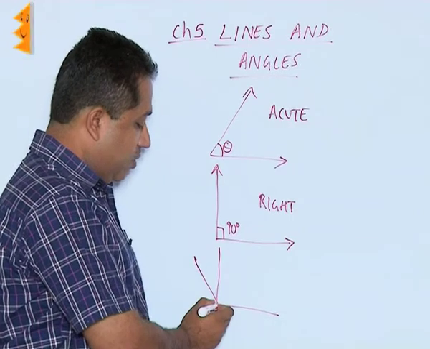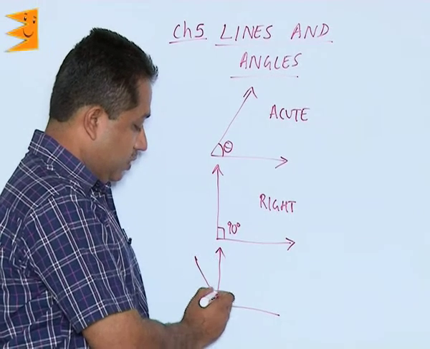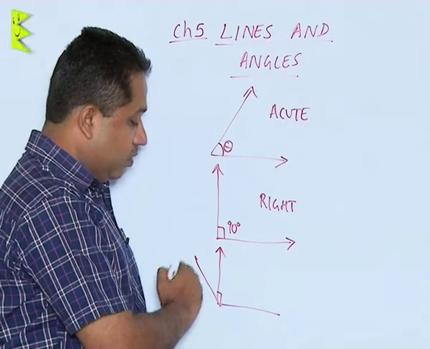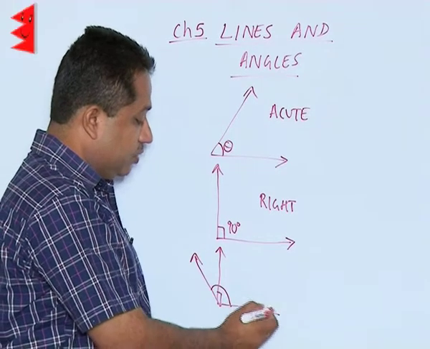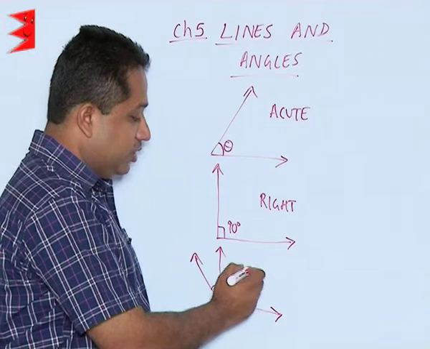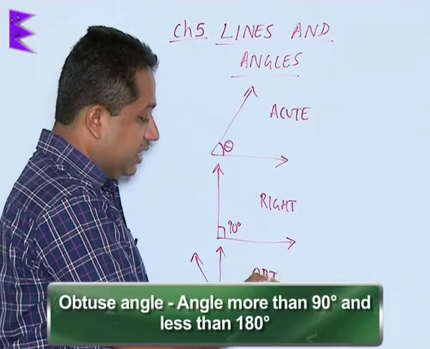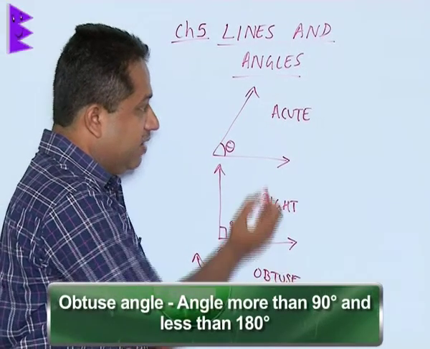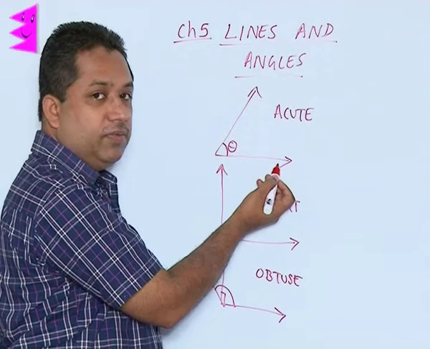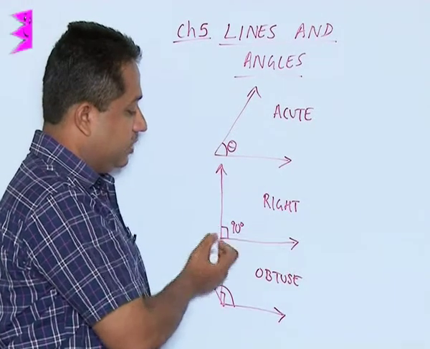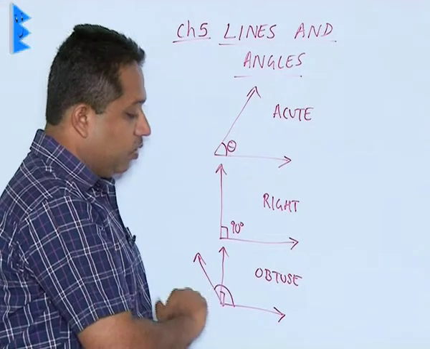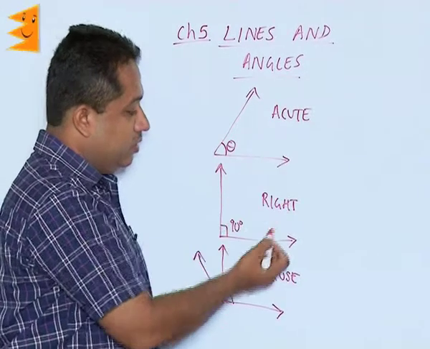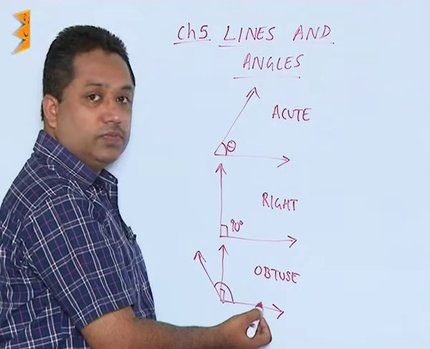So, we have more than 90. That means the angle will go beyond that 90 degree line. These types of angles, which are more than 90 but less than 180, are called obtuse angles. So, we have acute, which is less than 90, a right angle, which is equal to 90 degrees, and obtuse angle, which is more than 90 degrees. So, acute, right and obtuse.